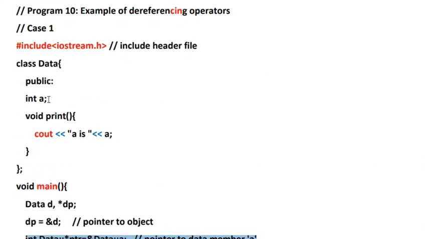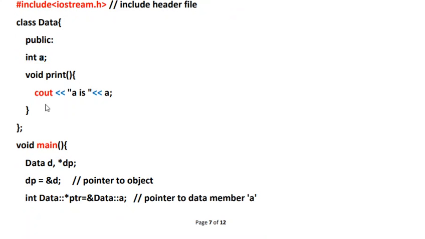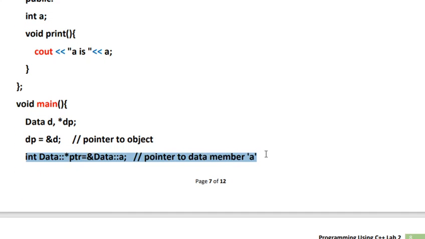So here I have a data member A, and I can have a pointer to that. Just see, PTR is a pointer. The type of A is integer, so PTR is a pointer of type integer. That means PTR is capable of pointing to a variable of type integer belonging to class data. This is the way the declaration is done.